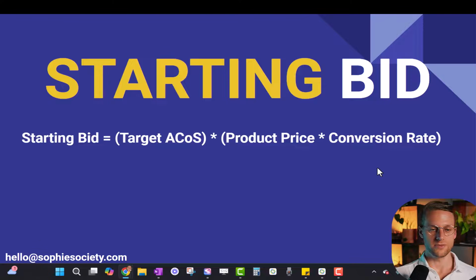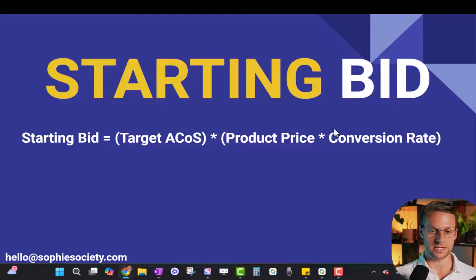So here's the formula. It's very simple. Your starting bid is your target ACoS times the price of the product times your conversion rate. And I'll walk through a few examples so that this actually makes sense to you. So first of all, what are these terms? Starting bid, we know what that is. Target ACoS, that is your average cost of sale. So if I wanted to sell my $100 product with $30 of ad spend, my target ACoS is 30%.